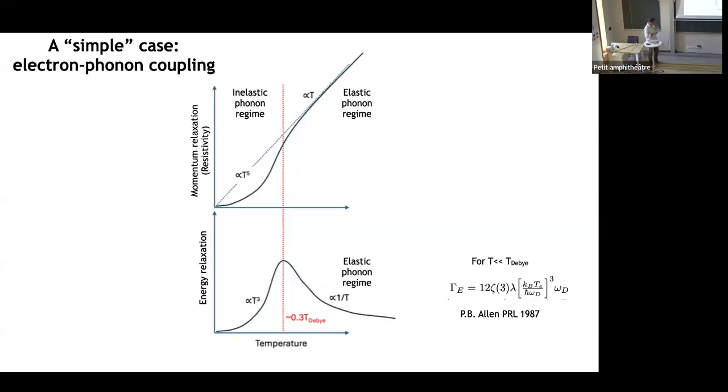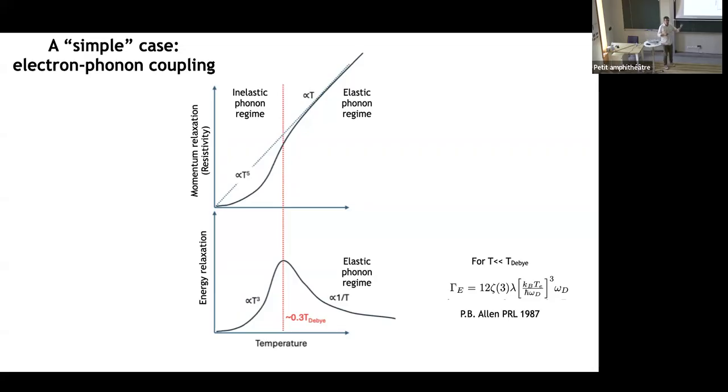In this regime up here, electrons have more energy than the Debye temperature, and so scatterings are essentially elastic in nature. Now, the energy relaxation, this was first worked out by Phil Allen in 1987, at low energies has a T to the 3rd dependence predicted, and then there's a peak, and then goes like 1 over temperature in this elastic phonon regime. Why is that?